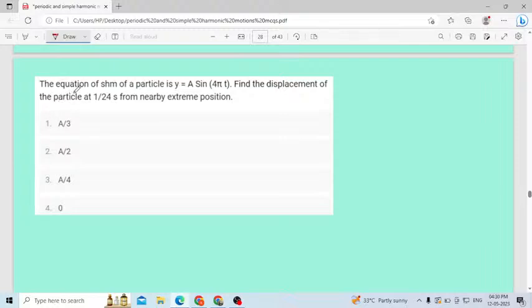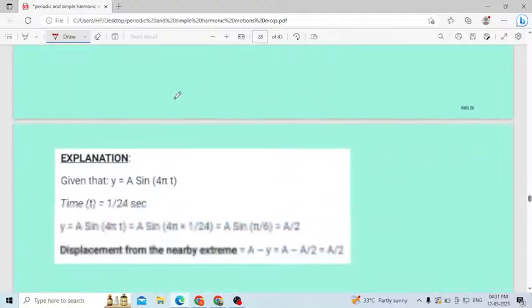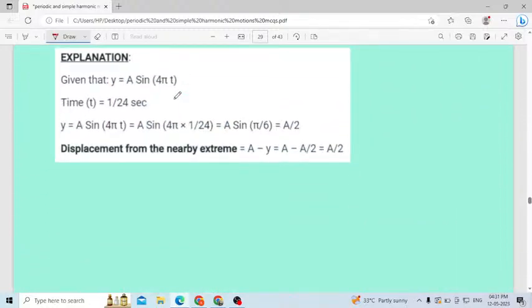The equation of simple harmonic motion of a particle is y equals a sine 4 pi t. Find the displacement of the particle at 1 divided by 24 second from the nearby extreme position. Let us calculate, very easy one.